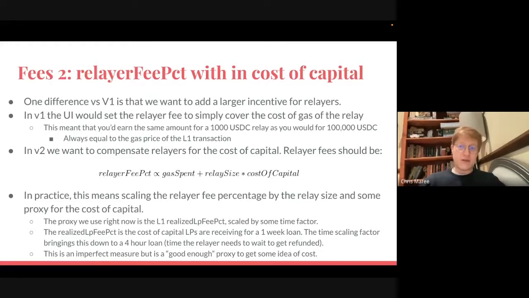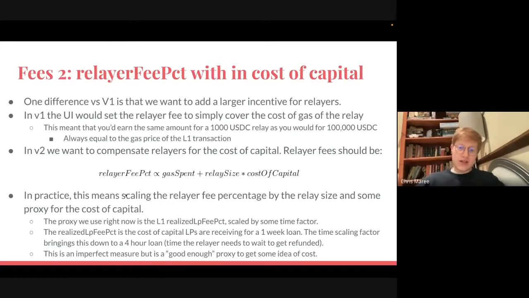Now that's bad, obviously, because the incentive to run a relayer with a lot of capital is low, right? The best thing to do in Across V1 was to relay the smallest relays possible, because they always would give you the maximum amount of dollar returns with the minimum amount of capital. In Across V2, obviously we want this protocol to scale and for different relayers to come in and actually participate in the system. So the way that we've achieved this is by scaling the relayer fee percent as a function of the relayer size and the cost of capital at that moment in time.